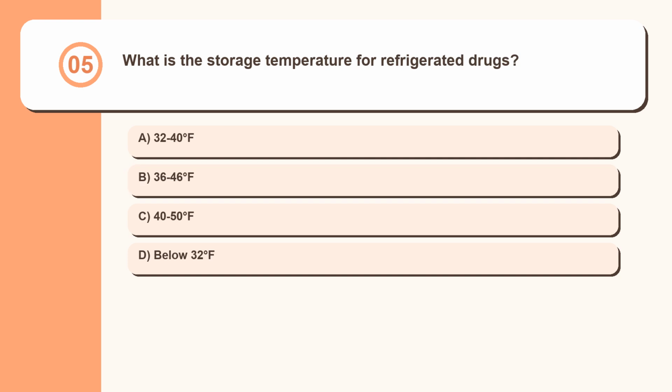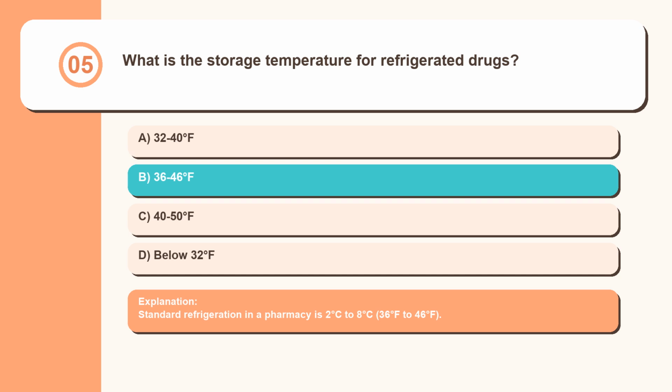Question 5. What is the storage temperature for refrigerated drugs? 32 to 40 degrees Fahrenheit, 36 to 46 degrees Fahrenheit, 40 to 50 degrees Fahrenheit, below 32 degrees Fahrenheit. Standard refrigeration in a pharmacy is 2 degrees Celsius to 8 degrees Celsius, 36 degrees Fahrenheit to 46 degrees Fahrenheit.